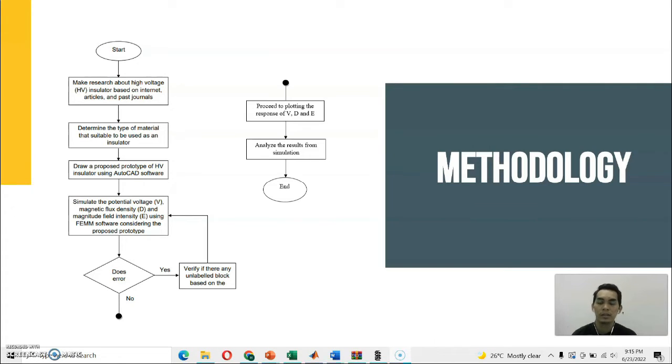prototype. Then, if an error occurs during the simulation, the block must be verified, and the design must be simulated once again. Then the project will proceed to plot the response of potential voltage, flux density, and field intensity. Lastly, the results will be analyzed from the simulation.